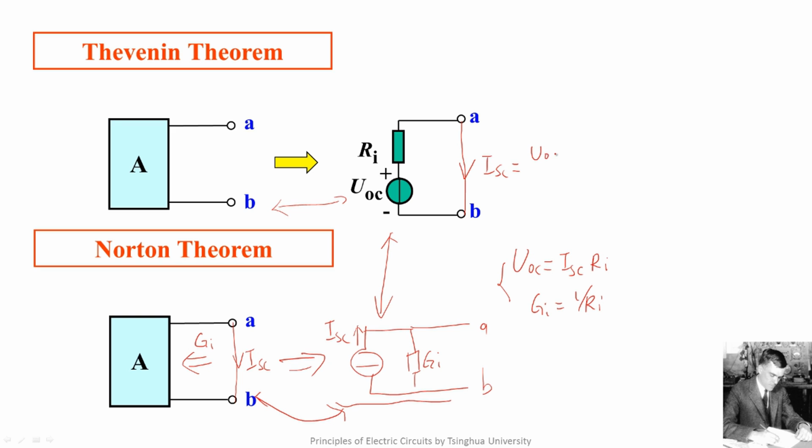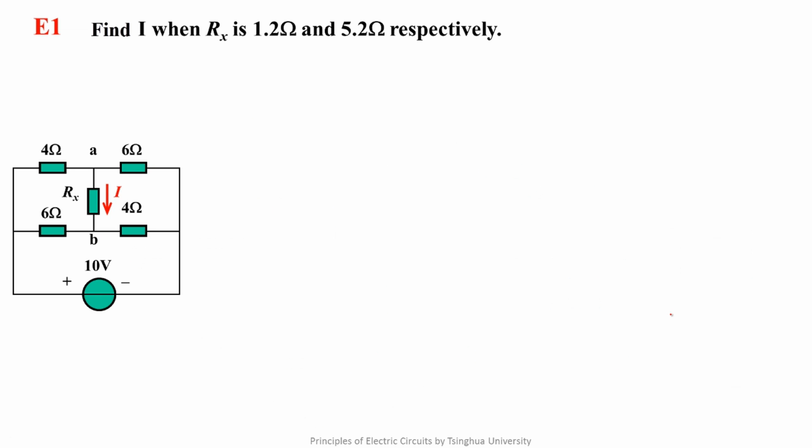What's its short circuit current if terminal A and B is short? ISC is equal to UOC over Ri. The short circuit current is the same in the Norton circuit. Since they are equivalent, the short circuit current is ISC. By comparison, we get a conclusion that the input resistance Ri can be acquired by the open circuit voltage UOC over the short circuit current ISC. So you can see the U to I method or I to U method: calculating the open circuit voltage and the short circuit current, and then the ratio can also get the input resistance.